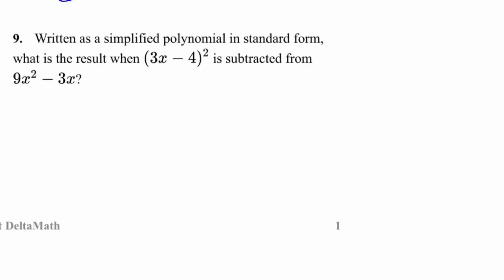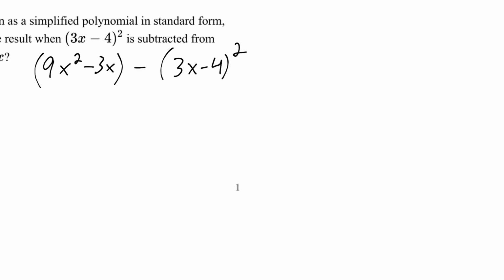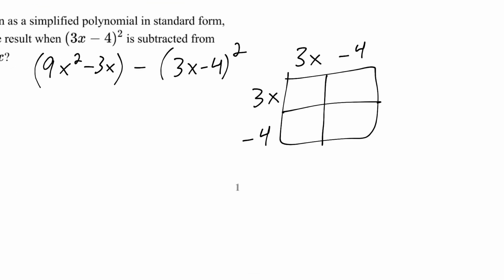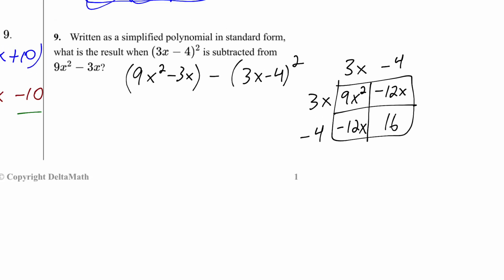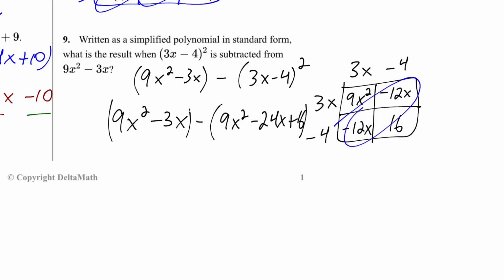Again, we had a is subtracted from. So we were looking at 9x squared minus 3x minus 3x minus 4 squared. First thing to do is the box method. So we take 3x minus 4 times itself. This gives us 9x squared, negative 12x, negative 12x, and a positive 16. I'm going to replace all of that. So I have 9x squared minus 3x minus 9x squared minus 24x plus 16. Notice I combined on the diagonal.